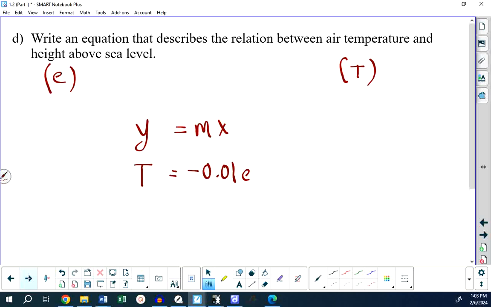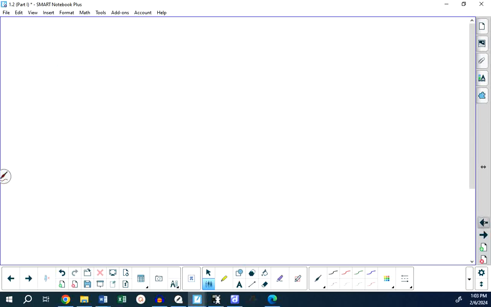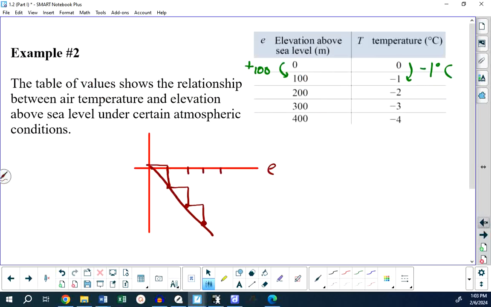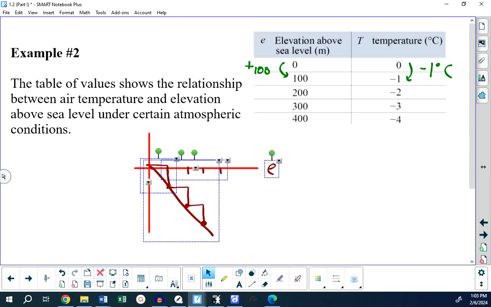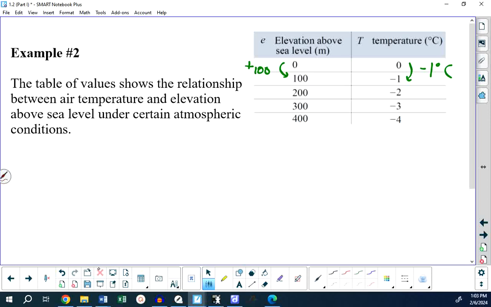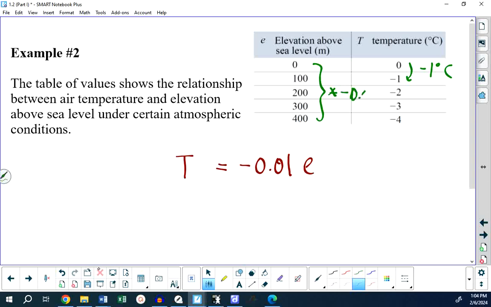Let's try something. I'm going to go to my table of values. We said that y, which is the temperature, equals negative 0.01 times x, which is the elevation. Go ahead and take any of these and multiply by negative 0.01. You're going to get the temperature.